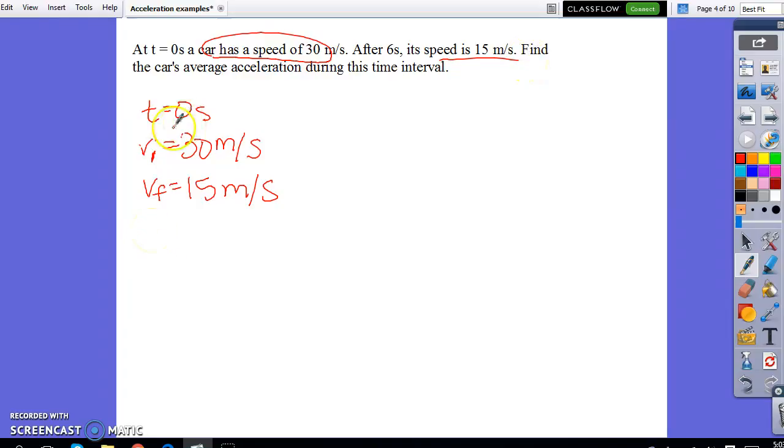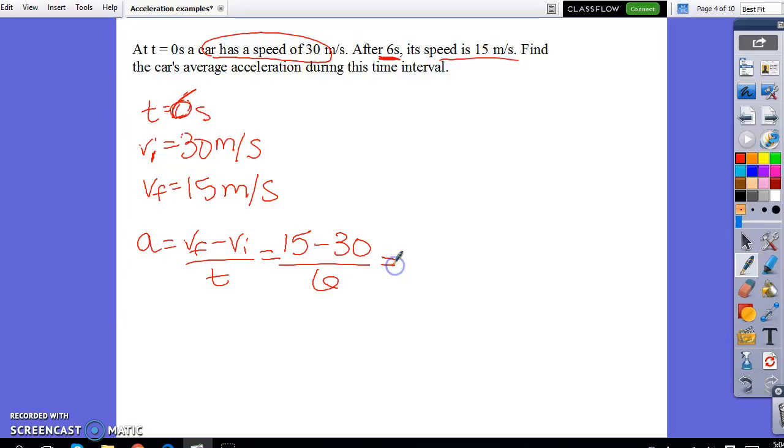Oh, why did I put 0 here? That was goofy. I accelerate for 6 seconds. Sorry, guys. That should be a 6. Find the average acceleration. Look at your toolbox. VF minus VI over T. We have every single thing that we need to solve for acceleration. VF is 15. VI is 30. Time is 6 seconds. So if we do 15 minus 30 divided by 6, we're going to get negative 2.5 meters per second squared as our acceleration.